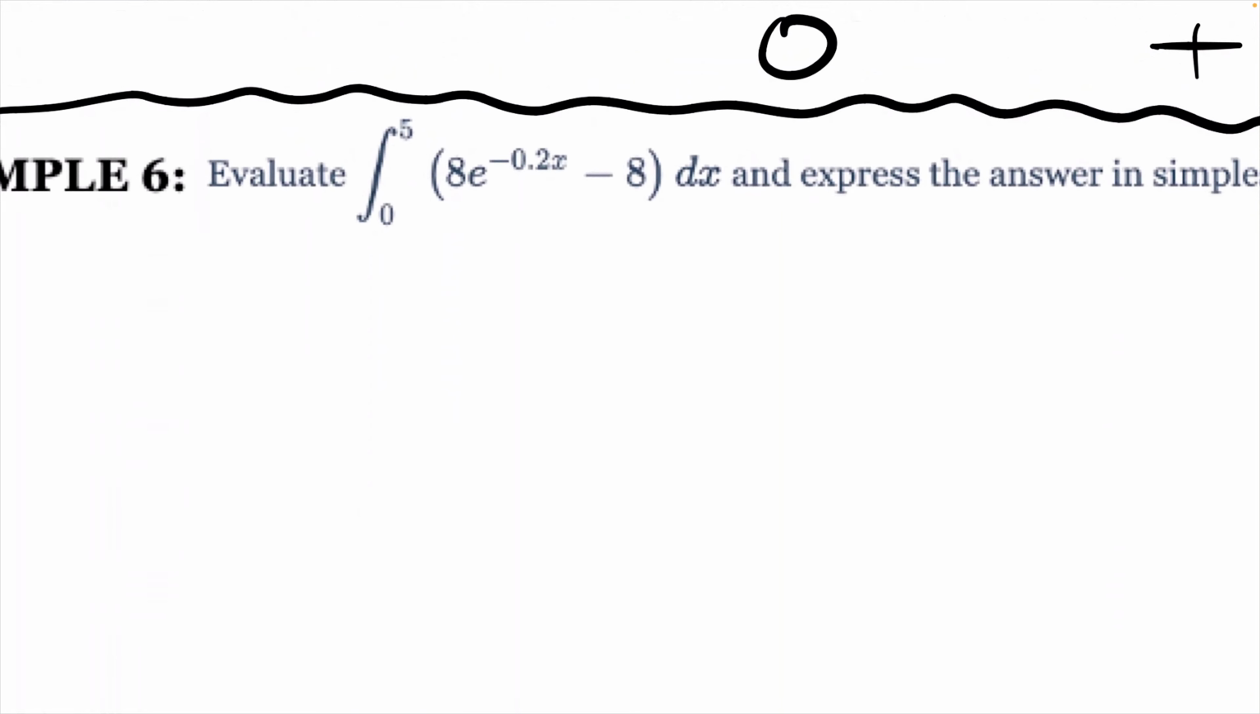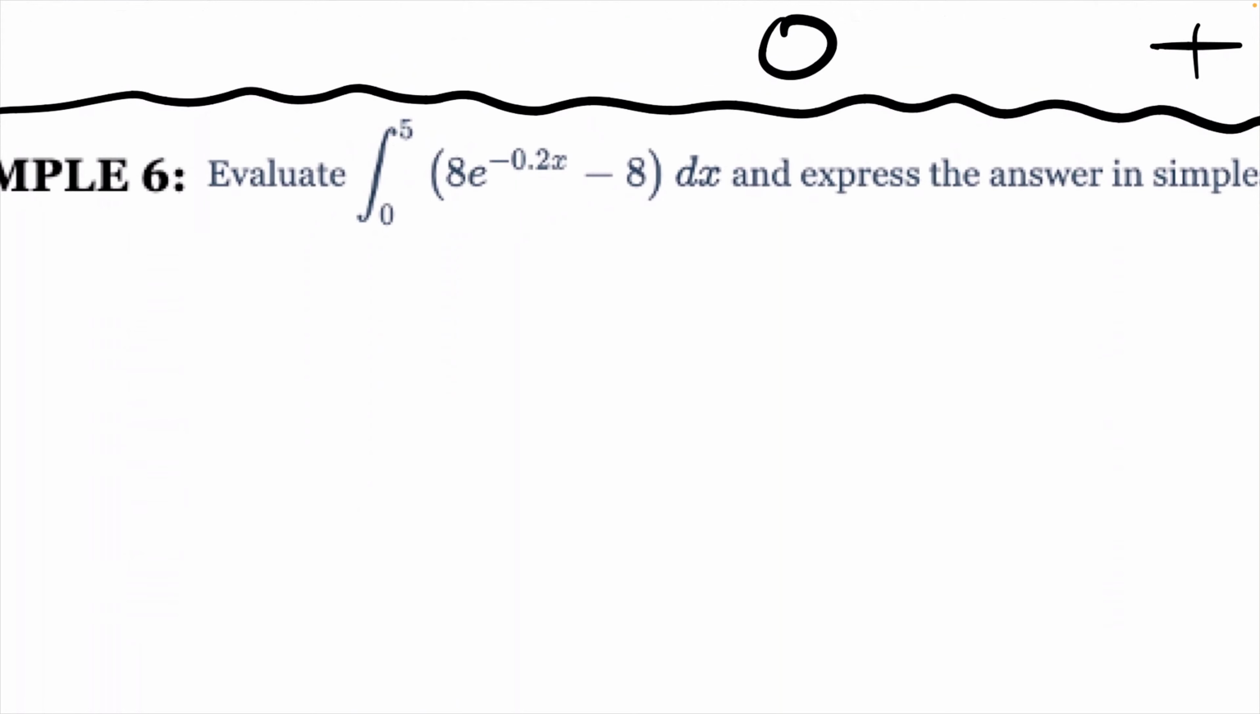So the way you're going to do this one, there's a couple different ways to do it. There's not just one way, but I'm going to show you the way I would do it, and if it makes sense, do it. If it doesn't make sense, you can do it whichever way you're more comfortable with. So what I see is this minus. I have 8e to some power, and then I have minus 8, right?